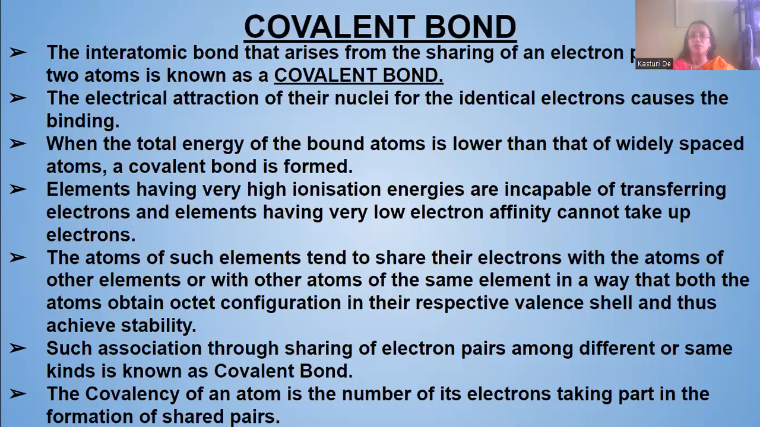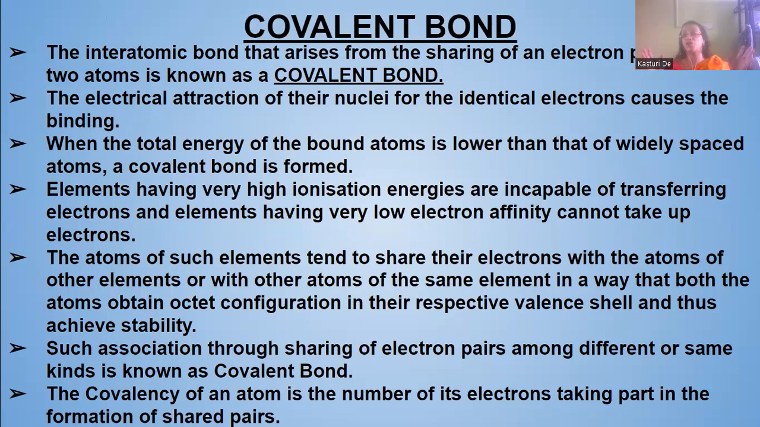We discussed the electron dot diagram and all those where there is a give and take of electrons forming cations and anions in the electrovalent bond. Now there is sharing of electrons where the covalent structure is formed. So what is a covalent bond? A covalent bond is an interatomic bond which arises from the sharing of electrons. Okay, they do not transfer, but they share electrons between two atoms, and that is a covalent bond.